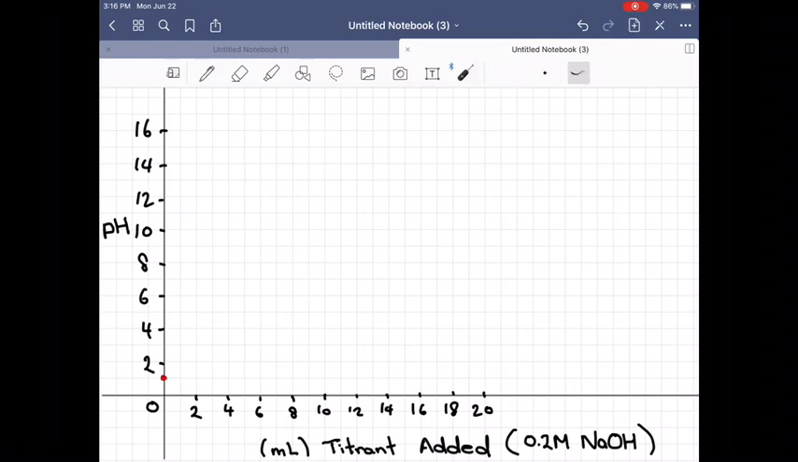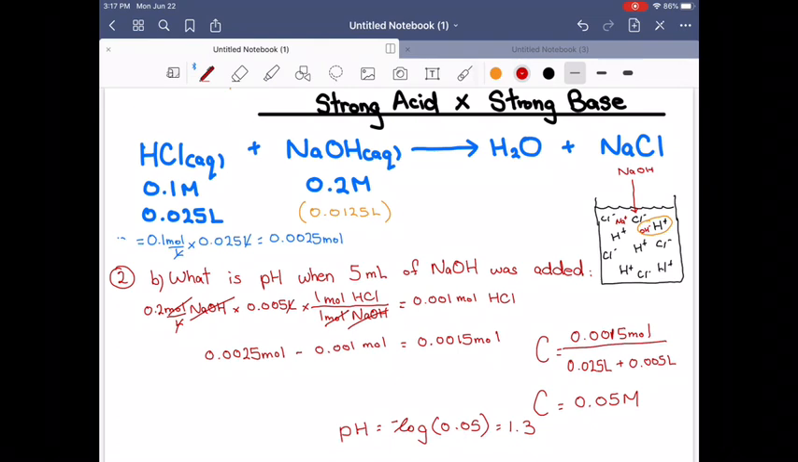So at 5 milliliters, your pH is now 1.3. So my next dot should be around here. Okay, 1.3. I think I'm making these dots a little too big, but who cares? So it's not that big of an increase. It's a very slight increase. Let's add more.